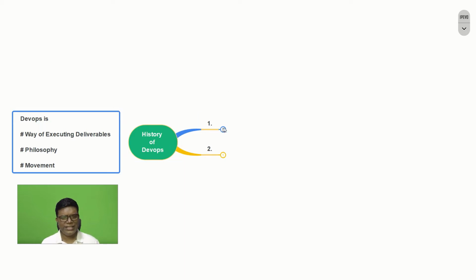Let's see a little bit about the history of DevOps. Before that, let's talk about some of the software development models. DevOps is more about product development and product deployment and the operations, right? That's the scope it addresses.